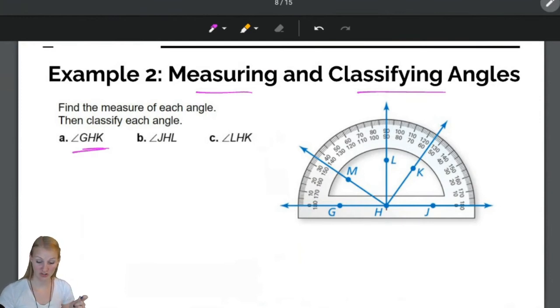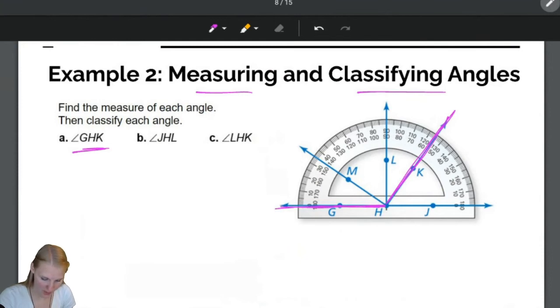Okay, so GHK is our first one. What I'm going to do is, there's a lot going on in this picture, so I'm going to pick out, where is GHK? G is here, H is here, and K is over here. So this is the angle we're looking at. Just by looking at it, can you classify it? Is this an acute angle? Is it a straight angle? What type of angle is it? Think about that. First, I'm going to measure it.